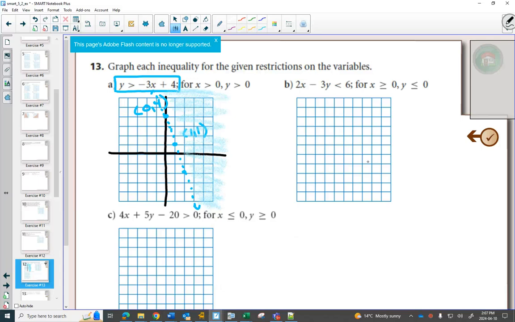So we recapped, we drew the dotted line for the graph, and we shaded everything above. Now that it's shaded above, we look at the next part, and the next part says, actually, you were only supposed to shade when x was bigger than 0.